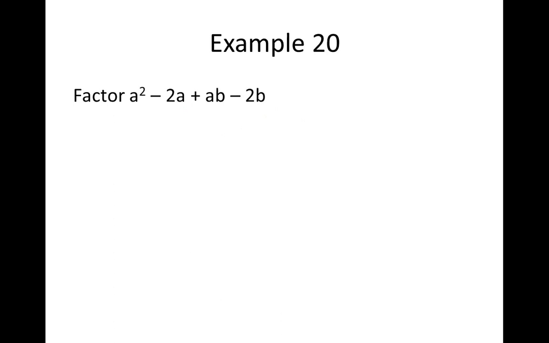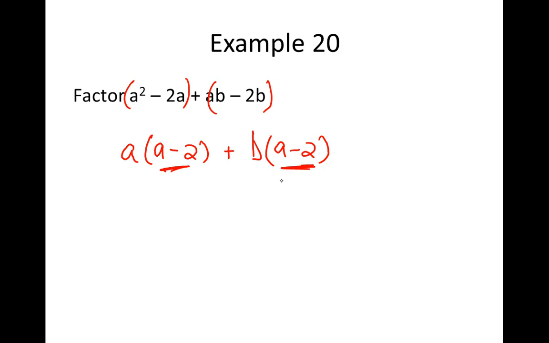Example 20. Try to do one of these on your own. Once you do a couple of these, they're not that bad. Okay, put my groupings around. And then what do I have? What can I pull out of this first group? A, and I'm left with A minus 2. Second group, pull out B, and I'm left with A minus 2. Again, that's nice. I'm left with A minus 2 times A plus B.